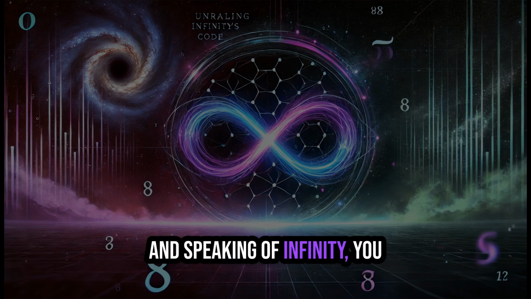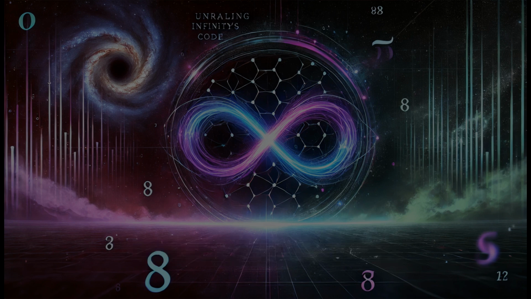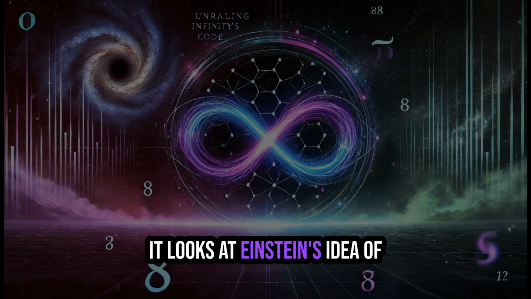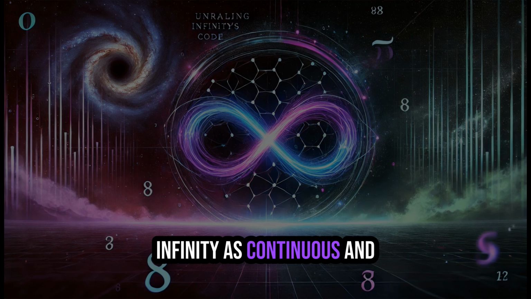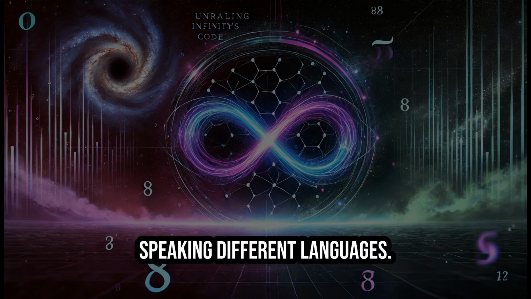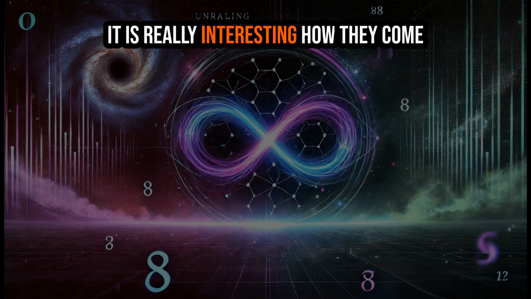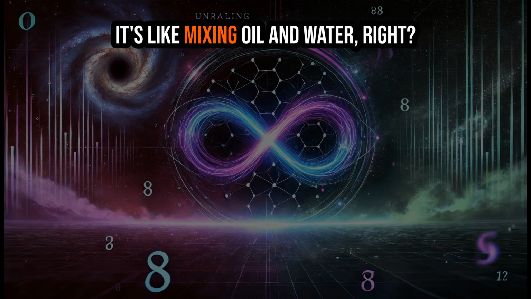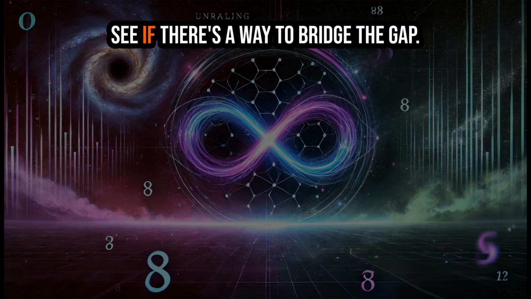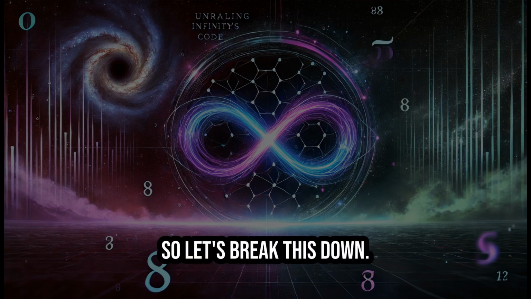Totally. And speaking of infinity, you sent me some research on that, that approaches the idea from two totally different perspectives. It looks at Einstein's idea of infinity as continuous, and then Wolfram's computational approach, which is like discrete. It's almost like they're speaking different languages. It is really interesting how they come at it from such different angles. It's like mixing oil and water. Yeah. Right. But this analysis tries to find some common ground between them, see if there's a way to bridge the gap.